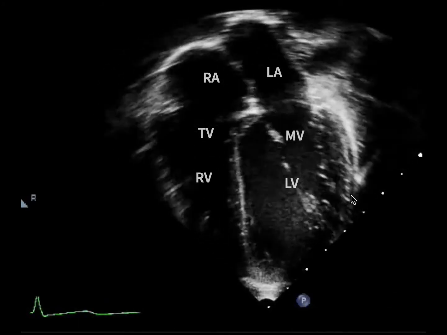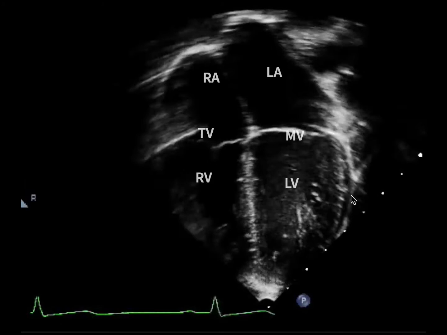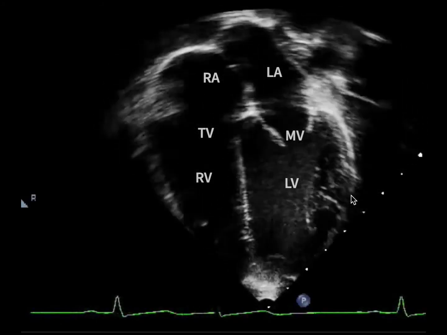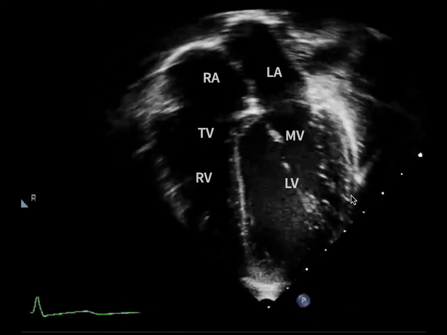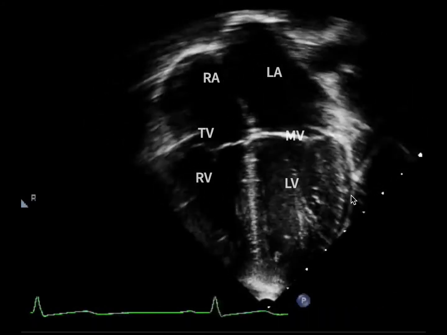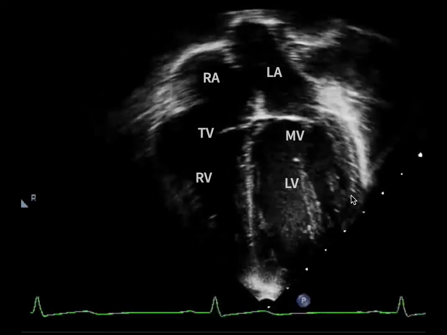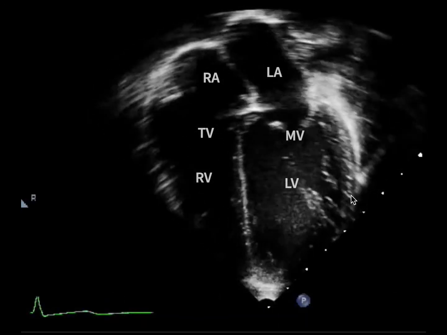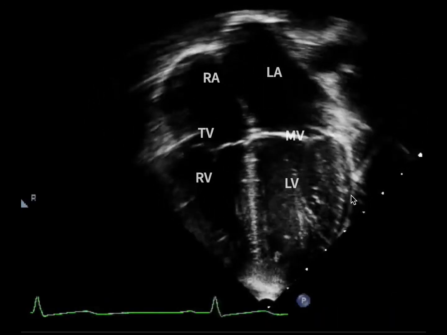So this view should be familiar to you by now. It's the apical 4-chamber view. It's a good view to assess atrial and ventricular size and function. You can also assess the tricuspid valve and mitral valve morphology for evidence of stenosis and regurgitation. If you were to interrogate this view that you see, the mitral and tricuspid valve leaflets appear normal with good excursion, the chamber sizes are normal, and the ventricular function is good.